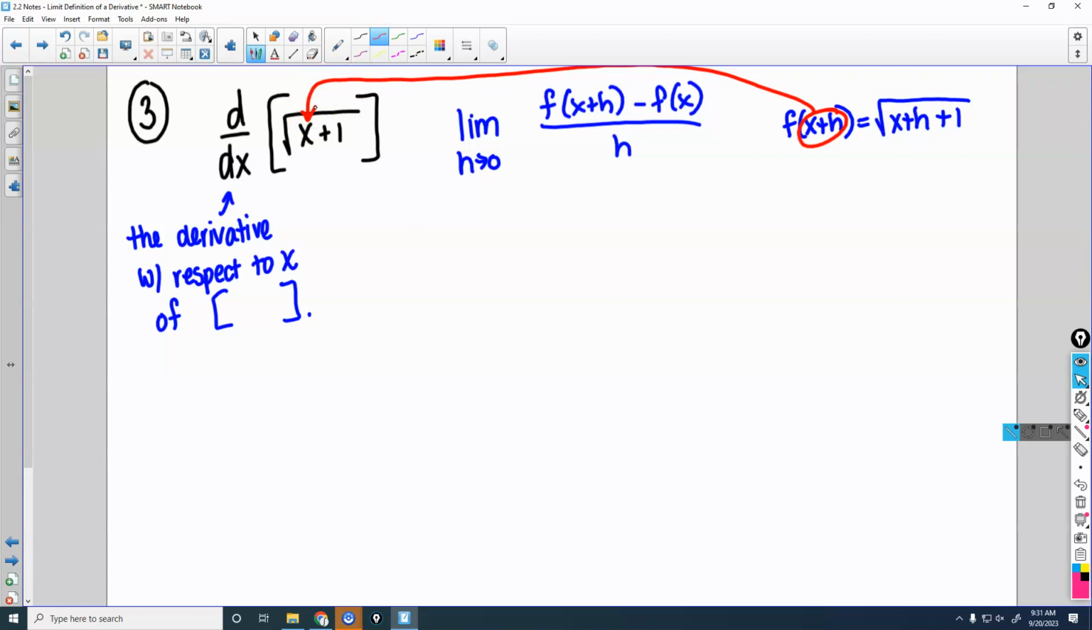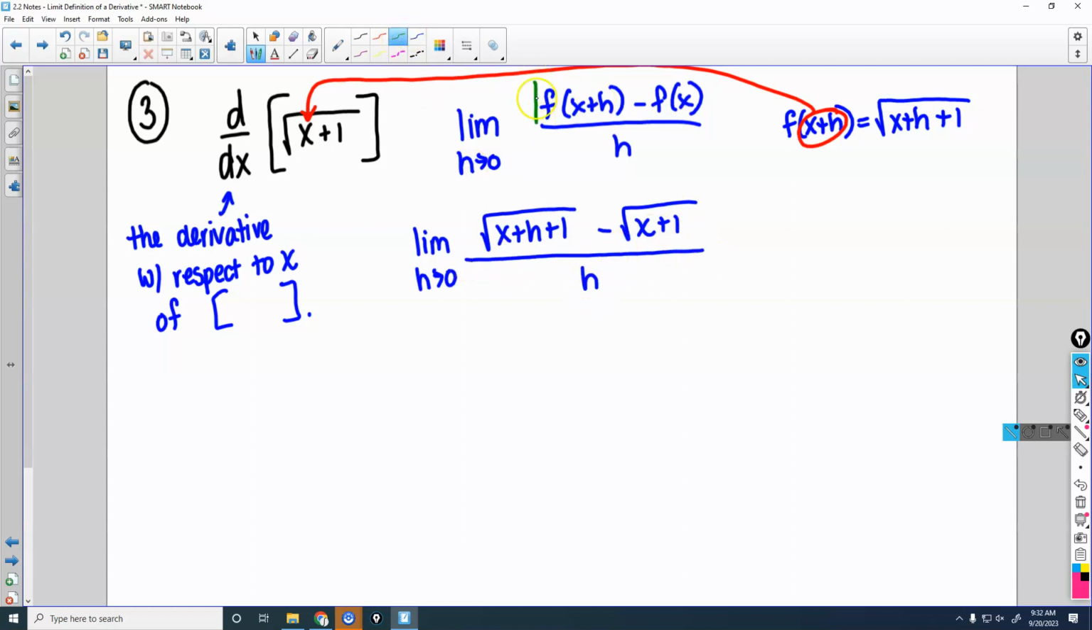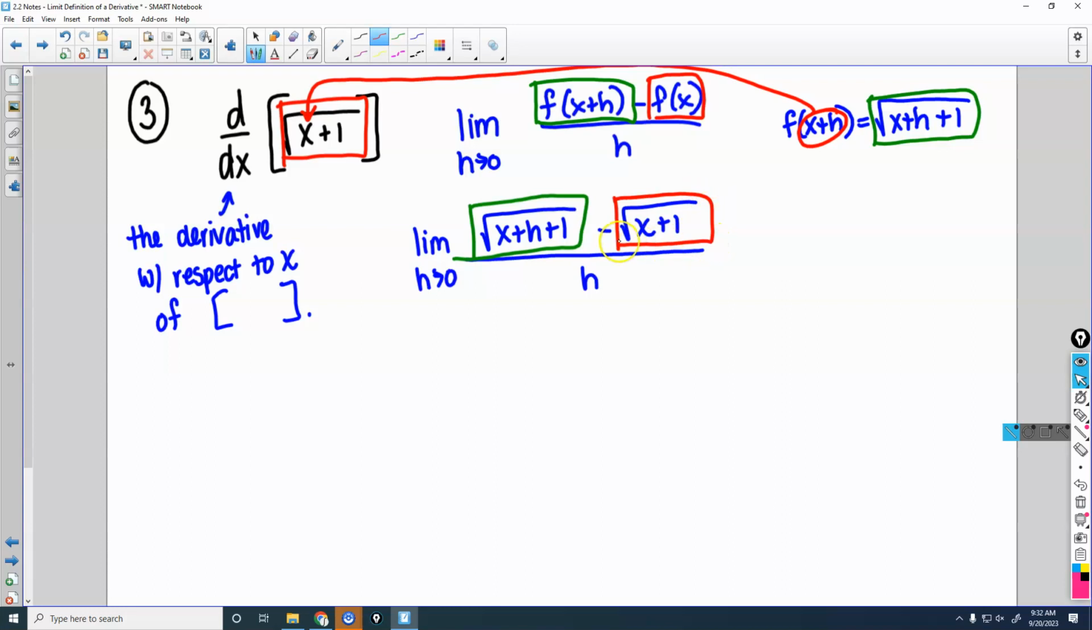So that initial part's a little bit easier. The second part might be harder. So we have the square root of x plus h plus 1 minus just f of x, which is the square root of x plus 1, all over h. Just to make sure everybody's with us where we're at, f of x plus h is this right here. We plugged it in for the f of x plus h. f of x is just, in this case, what we're taking the derivative of.